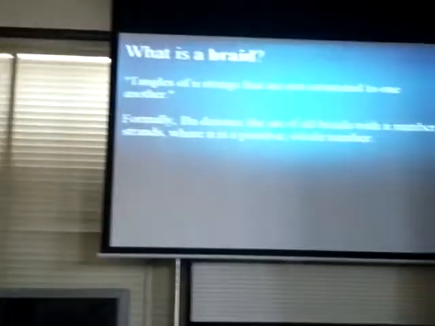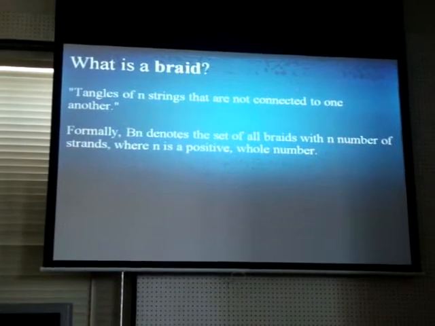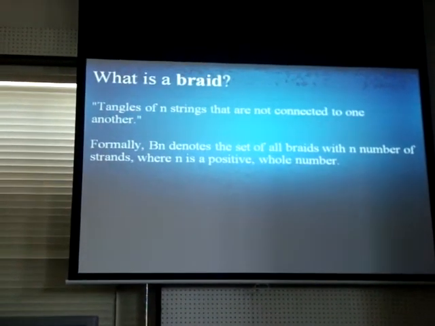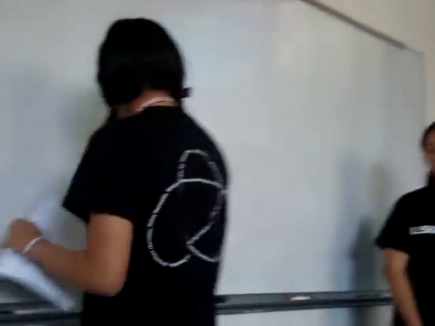So what is a braid? A braid is a tangle of n strings that are not connected to one another. Formally, Bn denotes the set of all braids with n strands, where n is a positive whole number. And here are some examples of braids.